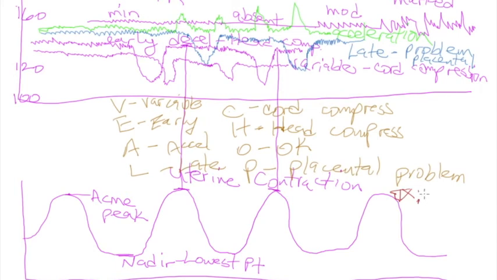The treatment for lates are you change the maternal position, right? Which position should that be? Left uterine displacement. Give mom oxygen. And if your patient is on Pitocin, you want to stop that.